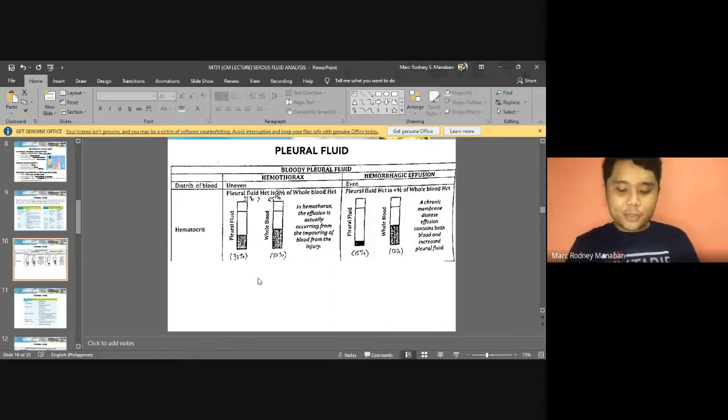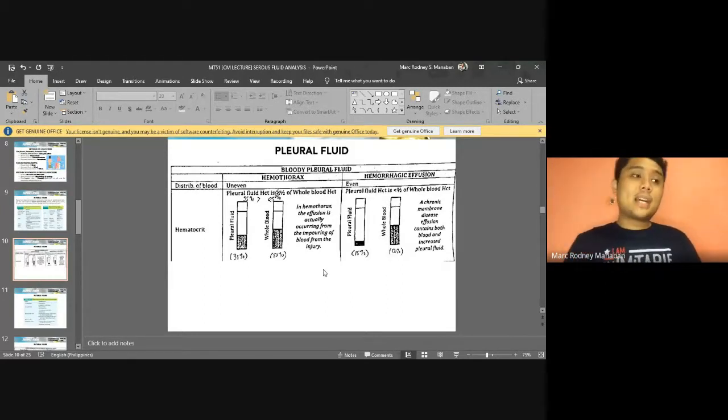Whereas for hemorrhagic effusion, as you can see, it is less than one half. Let's say the pleural fluid is only 15% and the whole blood is 50%. Half of 50 is 25, right? So 15% is less than 25, which is half of 50. So that is a hemorrhagic effusion.